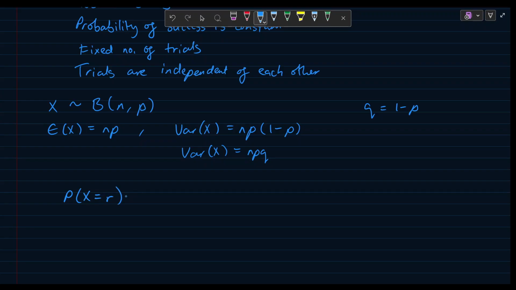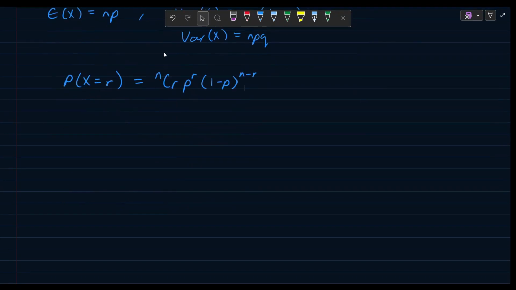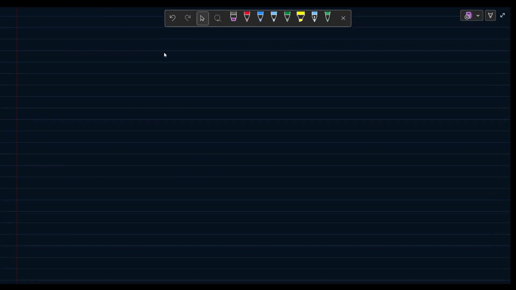And to evaluate probabilities under a binomial distribution, we use the formula: the probability that x is equal to r, where r is a trial, that's going to be n choose r times the probability of success raised to the power r times the probability of failure raised to the power n minus r. And again, you might see 1 minus p as q. Alright, so now let's actually dive in and look at some examples and do something with this information.